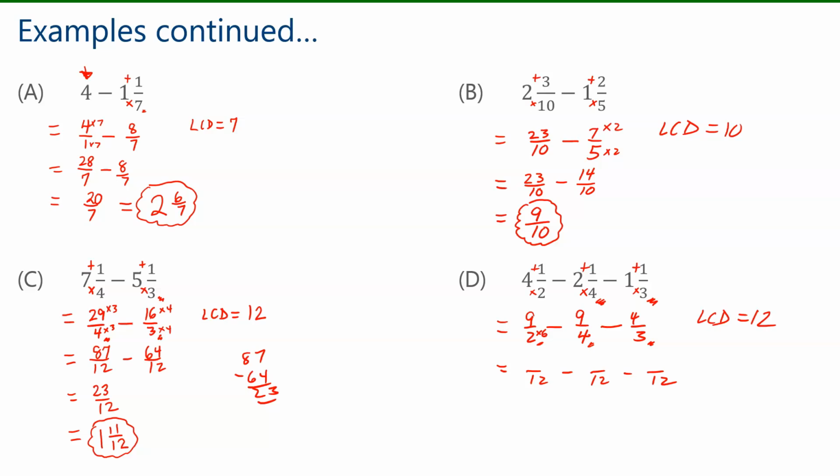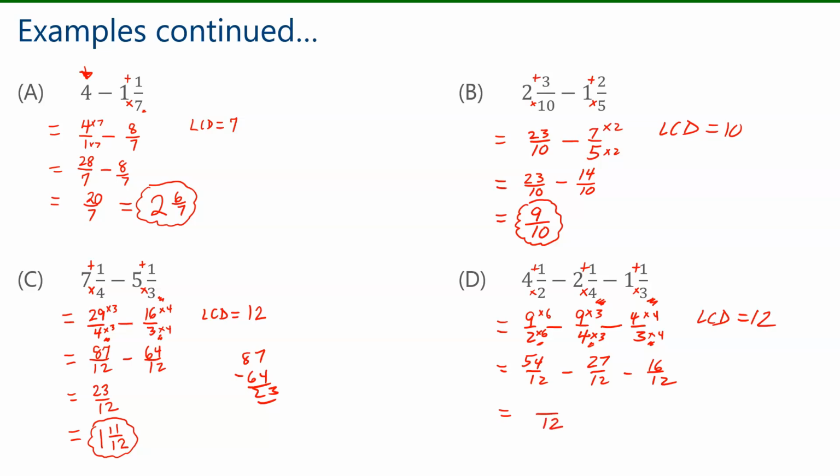2 times 6, 9 times 6, 54. 4 times 3 is 12, 9 times 3, 27. 3 times 4 is 12, 4 times 4 is 16. Copy down that LCD of 12.